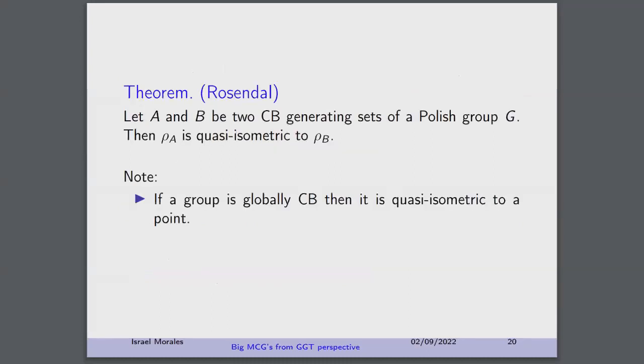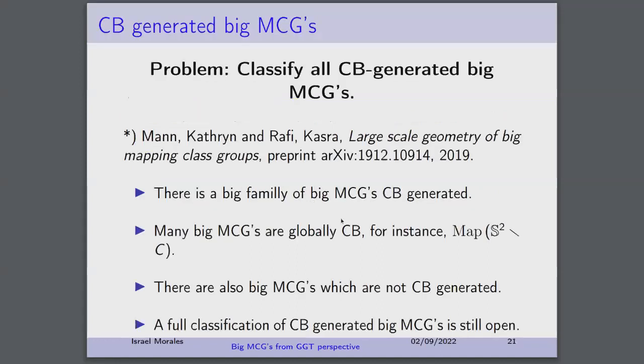So by the work of Rosendal, we know that if a Polish group is generated by two CV sets, then the corresponding word metrics are quasi-isometric. This result is the starting point to study the large-scale geometry of CV-generated big mapping class groups. Having said all of the above, the following problem makes sense: classify all CV-generated big mapping class groups.